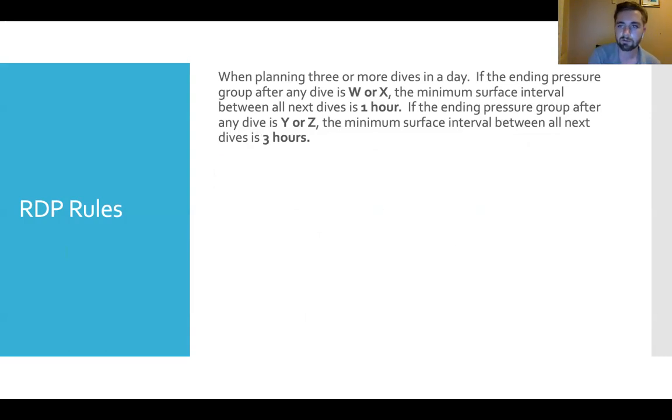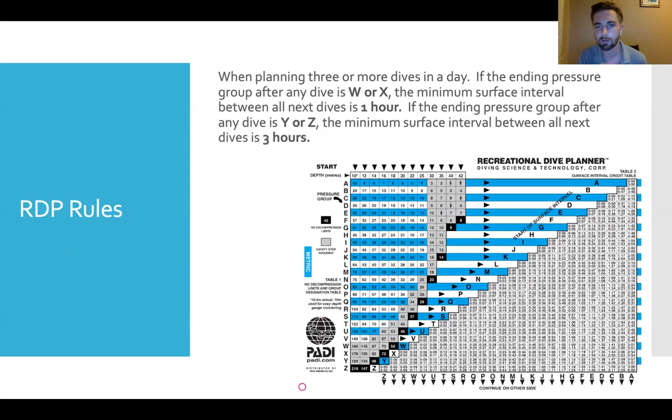When we're doing more dives in a day with a table, we have the WXYZ rule, where if we can see down at the bottom here, if we're ending any of our dives within the W, X group, we should be waiting at least an hour on the surface, or if we're in Y or Z, we should be waiting at least 3 hours on the surface before we go back in again. Now, your computer wouldn't stop you getting back in the water. There are some that have icons and warnings, maybe it's not the best time for you to go diving again just yet, but it would let you back in, and it would calculate a dive profile for you.